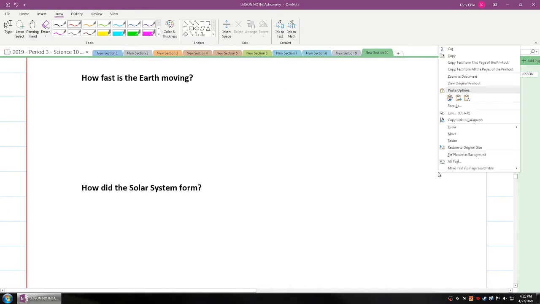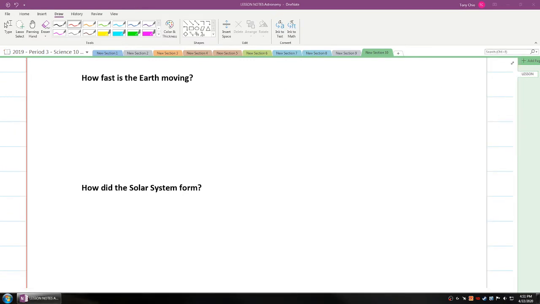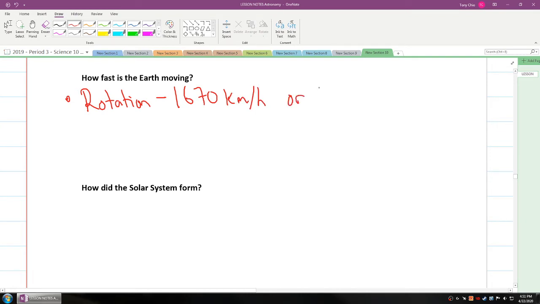So if we talk about a certain planet, the one we live on, how fast is the Earth moving? Well, the Earth is actually moving pretty fast. First of all, here's the first thing we gotta know. The Earth's rotation, that means how fast it rotates, is approximately 1,670 kilometers per hour. That's how fast it spins. Or if you want a much more magical number, it's about 0.5 kilometers every second. That means every second, the Earth has rotated about 0.5 kilometers.